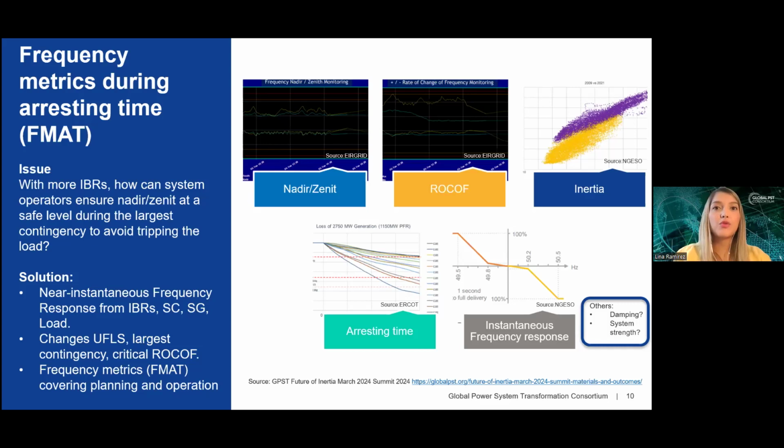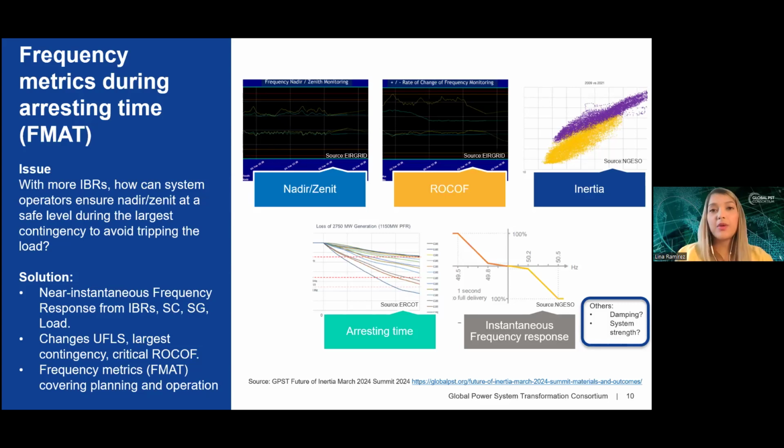And also to start to track the new services, such as instantaneous frequency response, so that the system operator can see it, and also in the planning studies we can see the amount that we need, the amount that we have, and if that is enough or not. And also for planning the resources that can provide that kind of response.